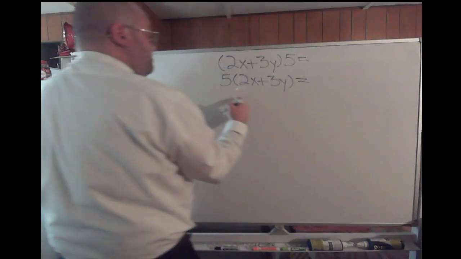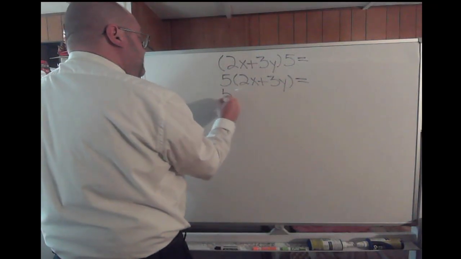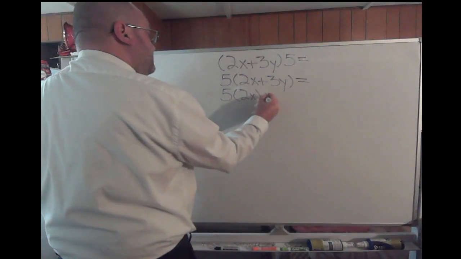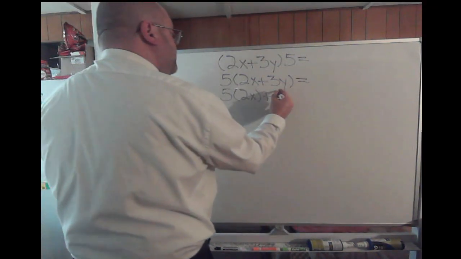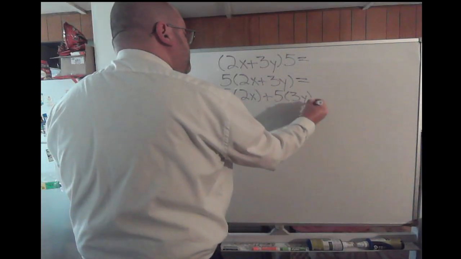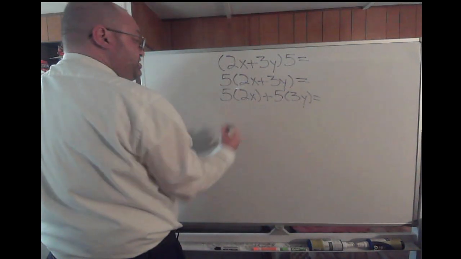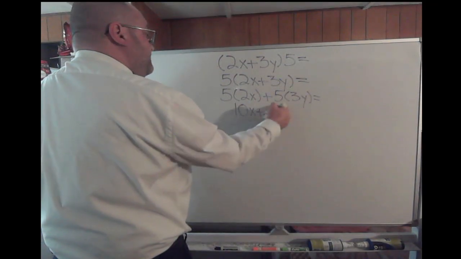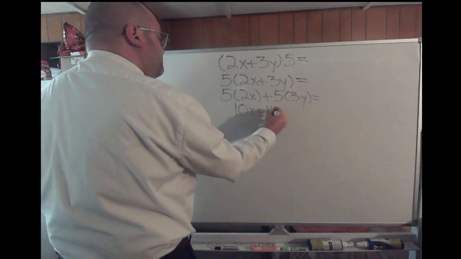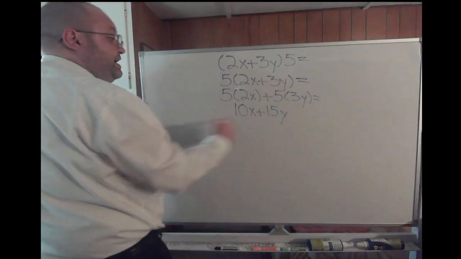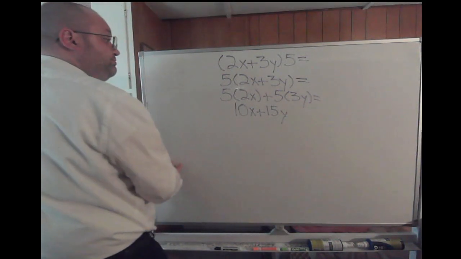Now we're going to distribute. You'll take 5 times 2x plus you'll take that 5 times 3y, which when we go to simplify this, 5 times 2x, that's 10x, plus we got 5 times 3y, that's 15y. So the answer you would get is 10x plus 15y.